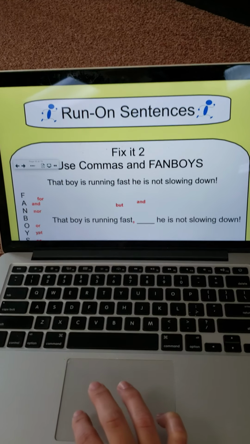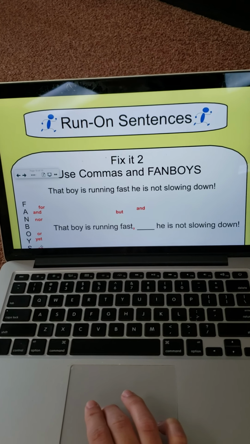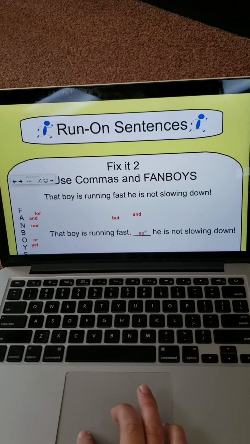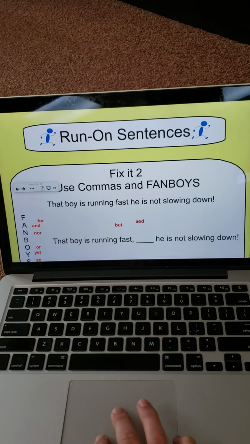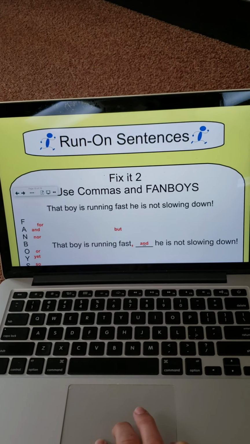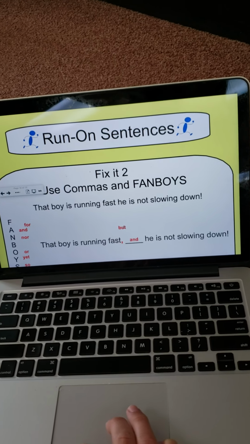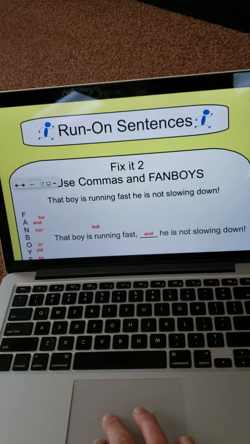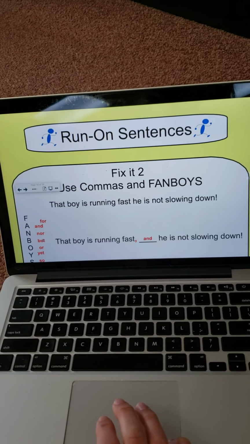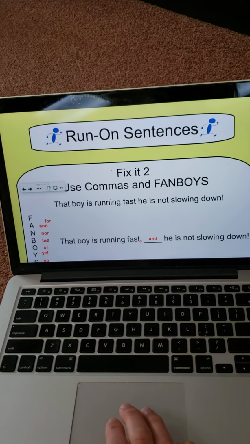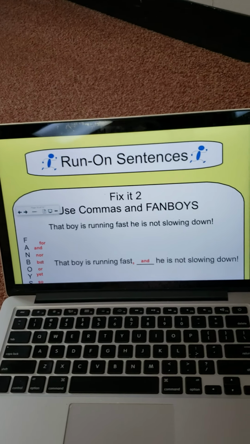That boy is running fast, yet he is not slowing down. No. That boy is running fast, so he is not slowing down. No. All right, that boy is running fast and he is not slowing down. I think that's probably the best one. When we had the word but, it does sound okay. The boy's running fast, but he's not slowing down. But usually we use but when we're talking about two opposite things. So we're not going to use but this time. It would have to be like, that boy is running fast, but his shoe is untied. Like, oh, that's an opposite thing. You can't run fast if your shoe's untied.